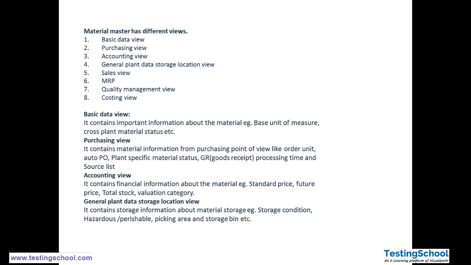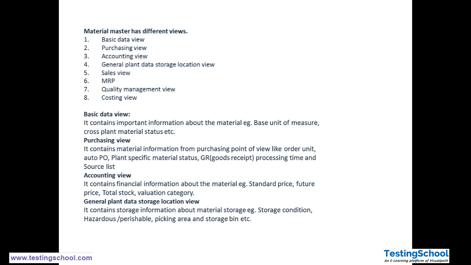Whatever the unit is, a liter, kg, each or dozen, you need to mention the unit over there. Auto PO is a checkbox. If you check this, then an automatic purchase order will be created the moment this material and vendor combination is there, like the vendor who is supplying, so they can create an automatic purchase order.